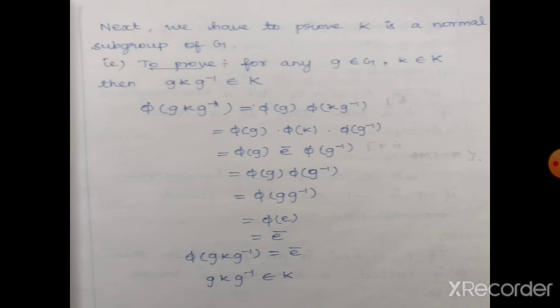Here you have to listen: K is a kernel. For the kernel to be a normal subgroup, first you have to show that K is a subgroup, and afterwards the normal subgroup. Here the kernel definition is K phi equal to the set of x belonging to G such that phi of x is equal to E bar. So phi of x equal to E bar means we can say x belongs to K. This definition we use to prove both the subgroup and the normal subgroup.